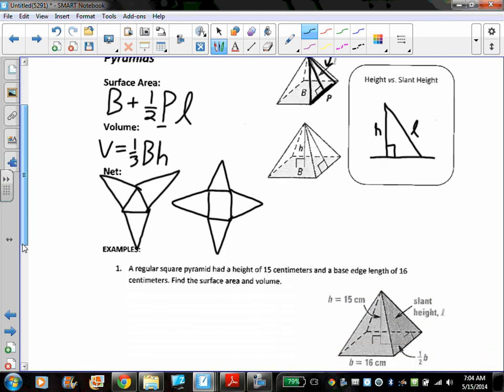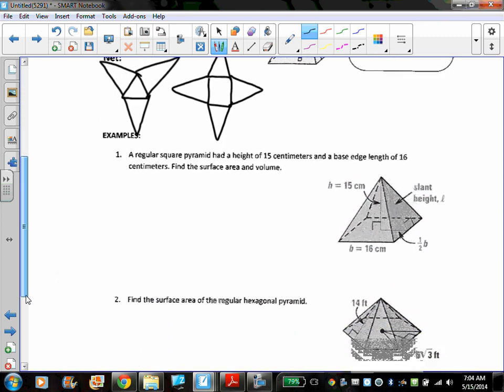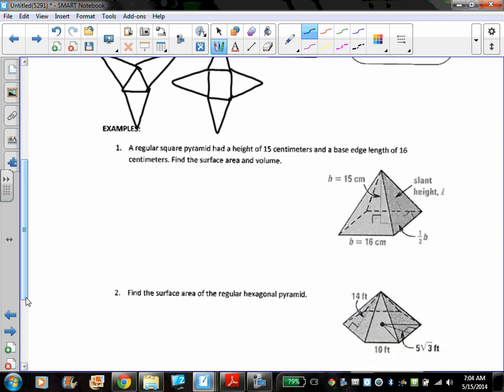All right, let's start with examples then. A regular square pyramid has a height of 15 centimeters and a base edge length of 16 centimeters. Find the surface area and volume. All right, so we are going to find the surface area and volume of this pyramid. Let's start with surface area. We need the base plus 1/2 of the perimeter times the slant height.